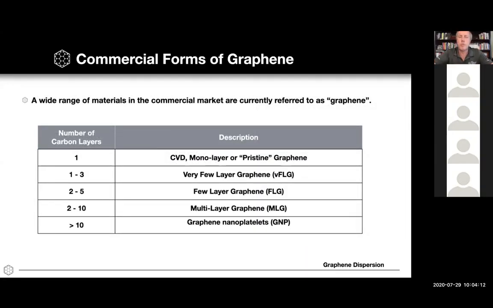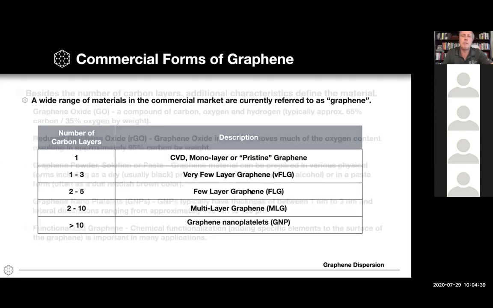In terms of commercial forms of graphene, because we always hear, okay, I have this graphene material, but it's not always a single layer material. It can be 1 to 3 layers of carbon, 2 to 5 layers of carbon, 2 to 10 layers of carbon. And graphene nanoplatelets might exceed 10 layers of carbon, but they still would be considered some form of commercial graphene material and certainly have commercial utility. And so each of these differences, not only in the layer size, but in the lateral size, have an impact on dispersibility.